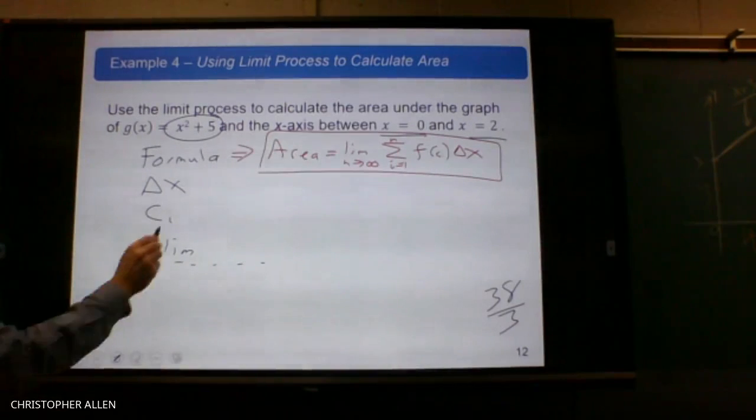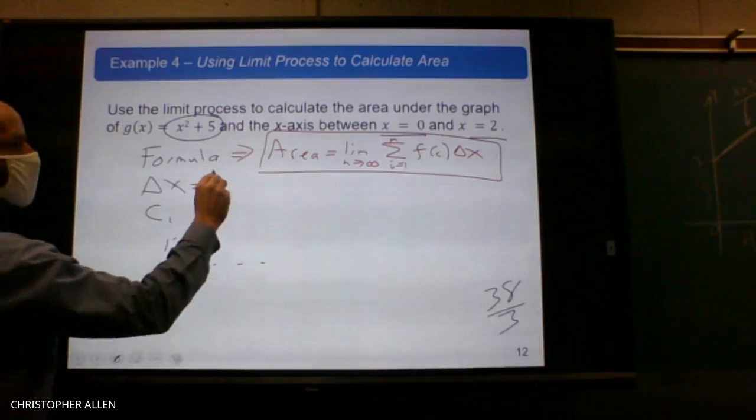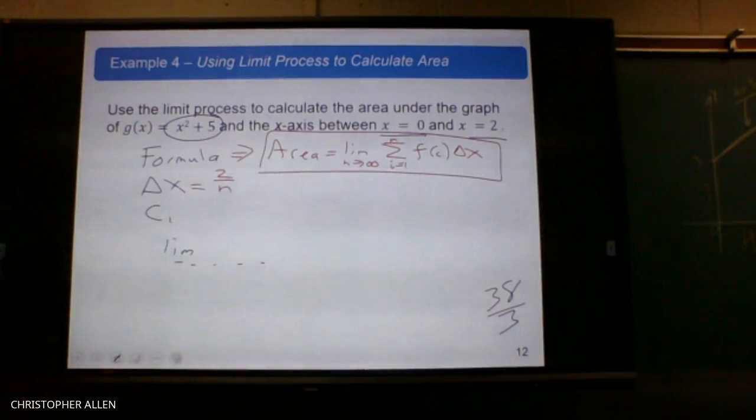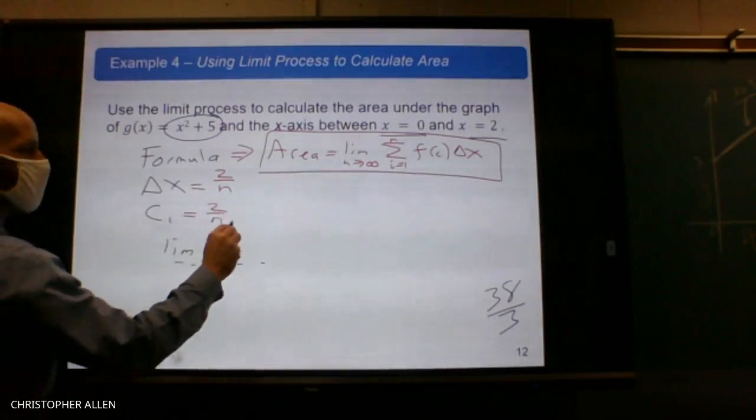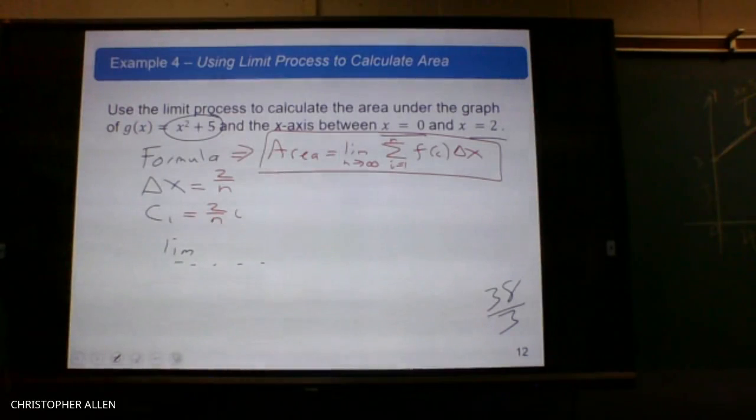In this particular case, delta x is going to be 2 over n, because you would do 2 minus 0 divided by n, so that's 2 over n. c sub i is just going to be 2 over n times i, for the sake of what we're going to do so far in this class.